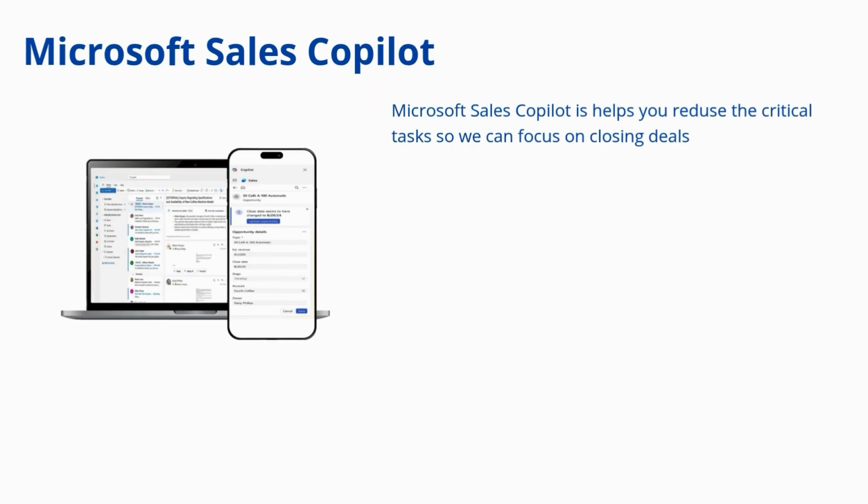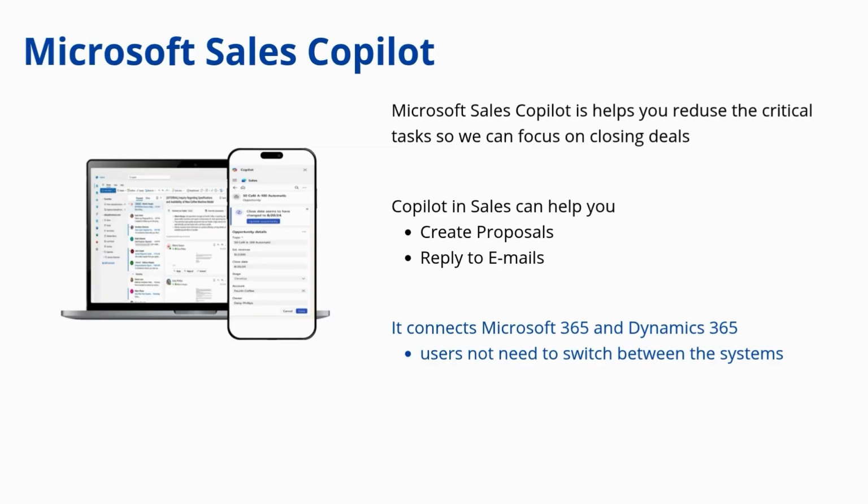Let's start with Microsoft Sales Copilot. The goal of Microsoft Sales Copilot is really to help sellers reduce clerical tasks and help them focus on deals. Sales Copilot can help you with things such as creating proposals and replying to emails. The main thing with Sales Copilot is that it connects to Microsoft 365 and Dynamics 365. So you can bring, for example, the proposal and customer information from Dynamics 365 and write beautiful emails in Outlook, part of Microsoft 365, without having to switch systems.